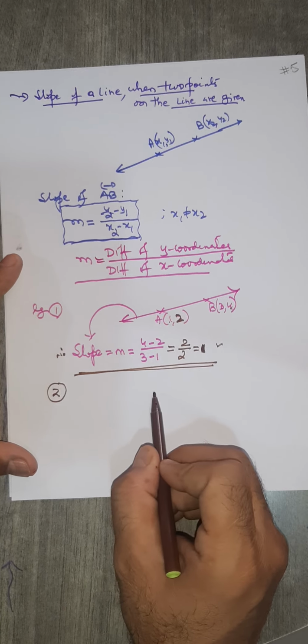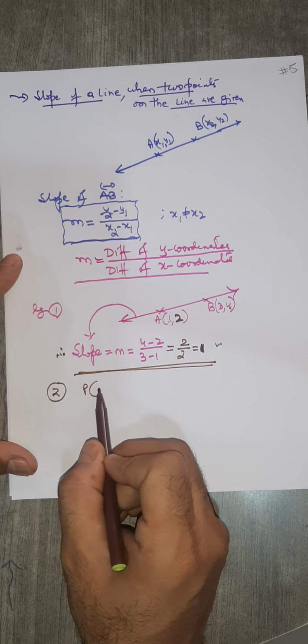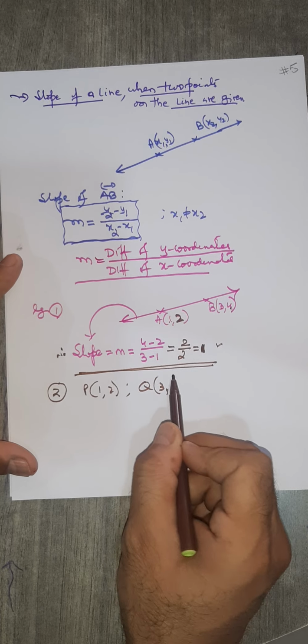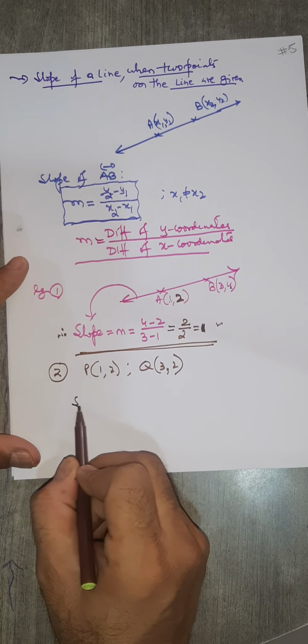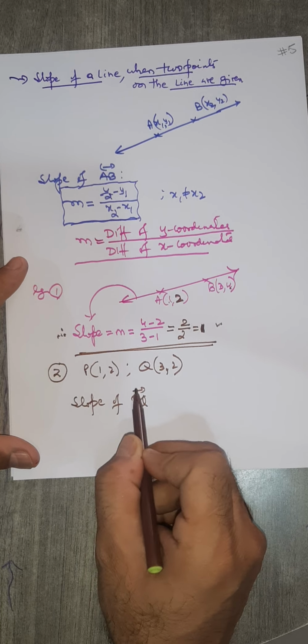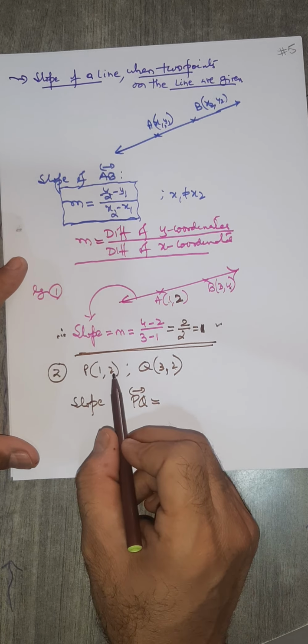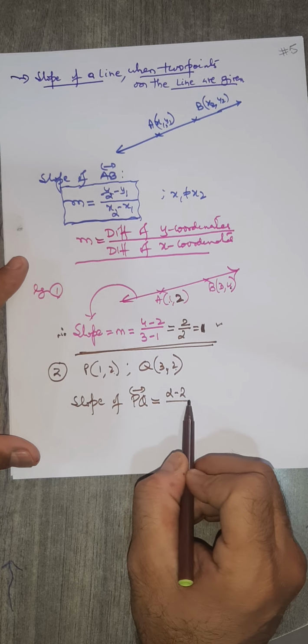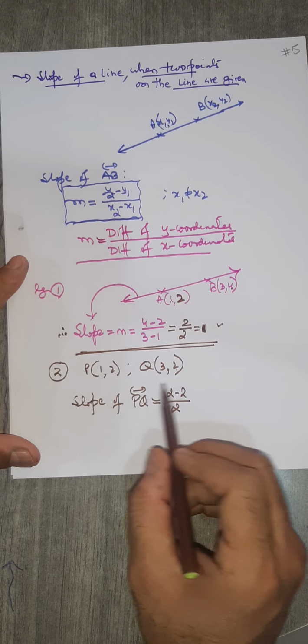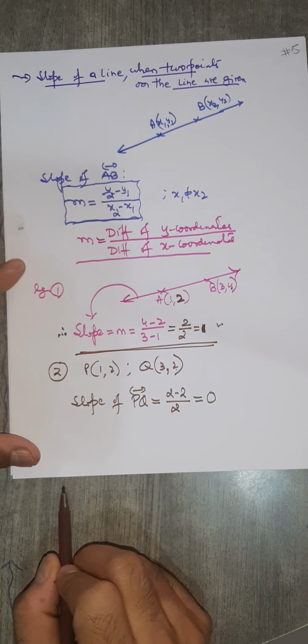If I take such 2 points, let's take P(1, 2) and Q(3, 2). Suppose I take these 2 points. Then what's the slope of line PQ? y2 minus y1 upon x2 minus x1, which is 2 minus 2 upon 3 minus 1. So what will we get? 0.